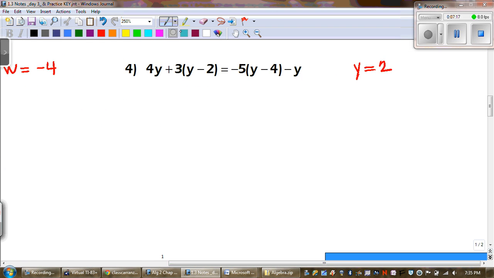Okay, number 4. We've got a lot to do on each side. We have to distribute on both of them. Why don't you pause the video and see if you can do the first couple of steps all on your own.